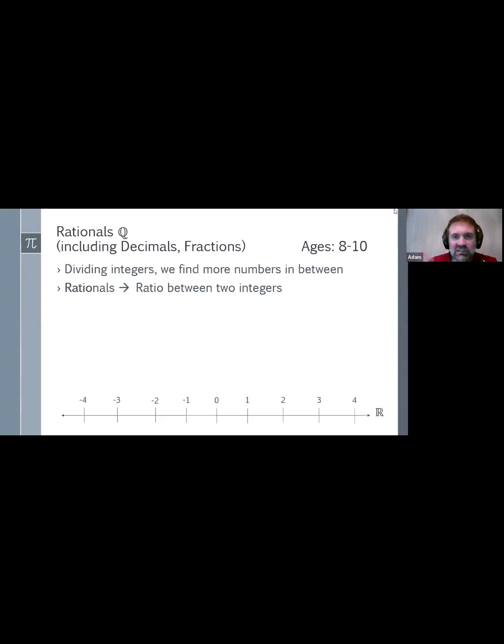Or if we leave it as a fraction, it's a half. So it's a ratio between two integers, which is different from irrational numbers, which cannot be a ratio between two integers. There are specific ones that we'll look at. Rationals can be expressed as decimals. One year you're going to learn how to add, subtract, and multiply decimal numbers, and they can be expressed as fractions as well.